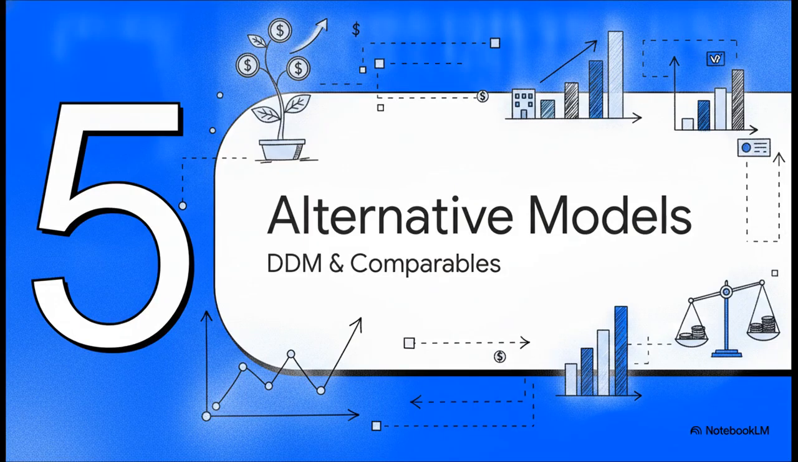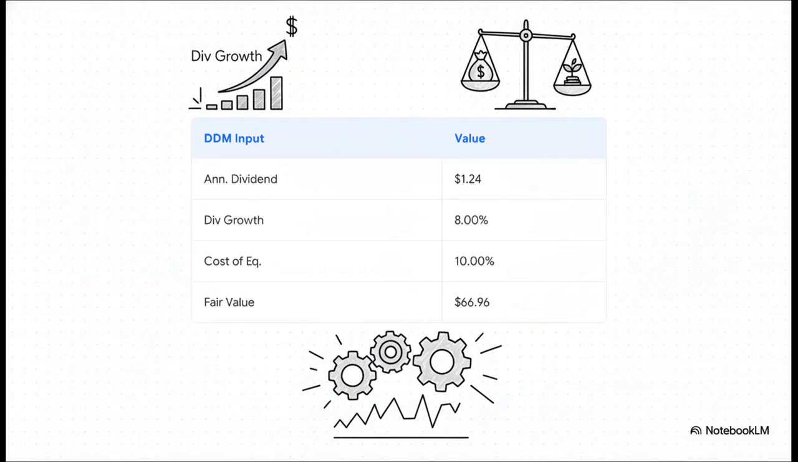Section 5. Alternative Valuation Models, DDM, and Comparables. We want to leave no stone unturned, so let's look at the dividend discount model first. We take their $1.24 annual dividend and project a conservative 8% growth rate against an assumed 10% cost of equity. Now, despite them having a fantastic historical dividend growth rate of 10.8%, because Nasdaq reinvests so much of its cash back into growth and acquisitions rather than just paying it all directly to you, this strictly dividend-focused model yields a highly conservative fair value of just $66.96.